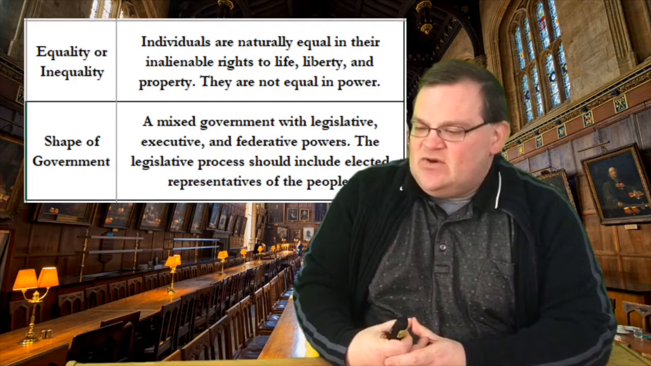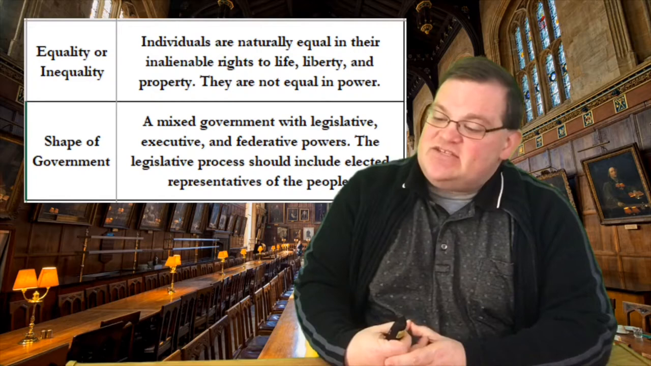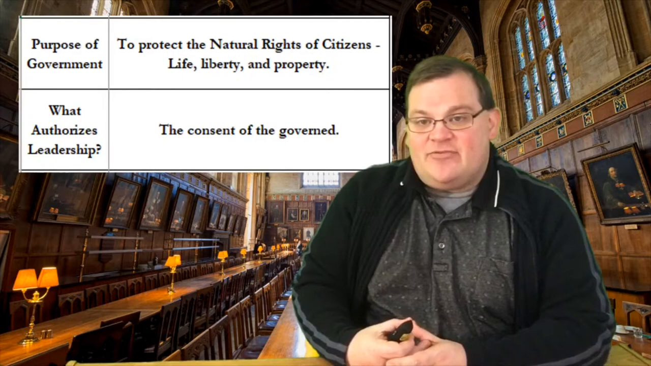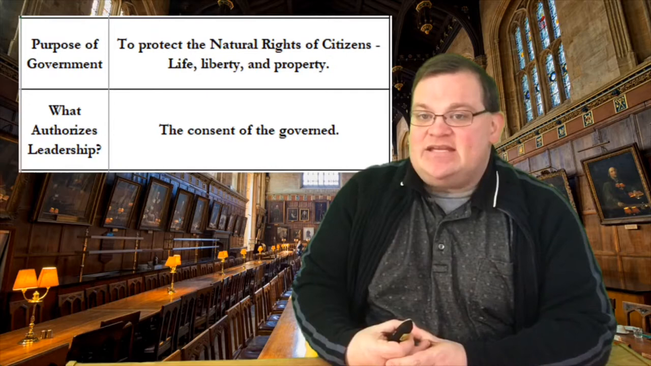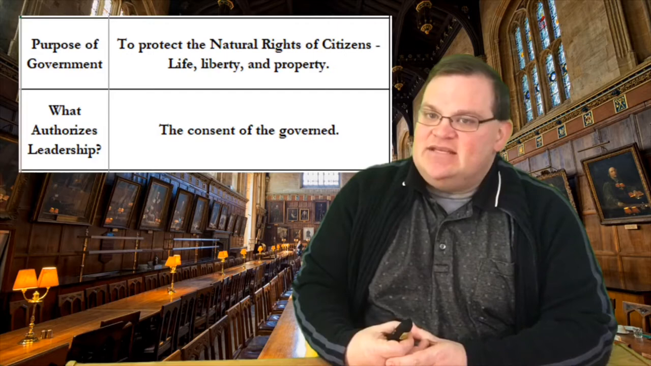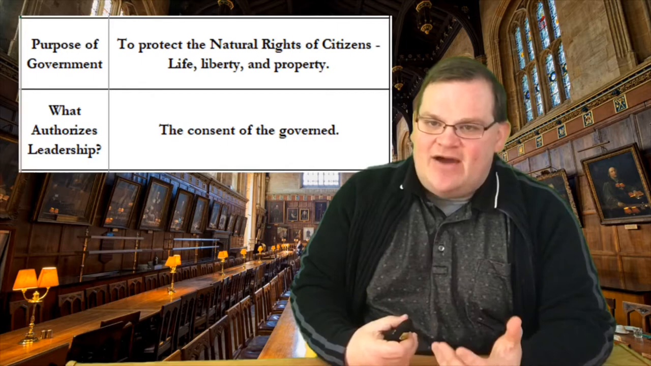The shape of government: a mixed government with legislative, executive, and federative powers. The legislative process should include elected representatives of the people, since it's going to give laws regarding taxation. The purpose of government is simple: to protect the natural rights of citizens, life, liberty, and property. That's it. That's what the government is supposed to do. What authorizes leadership? The consent of the governed. And here we've come to a fully modern position where government authority is grounded in the people.